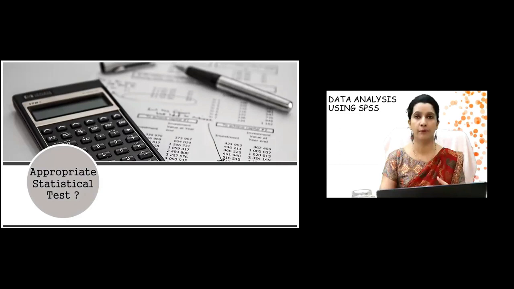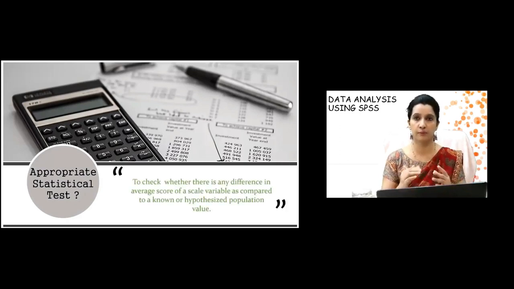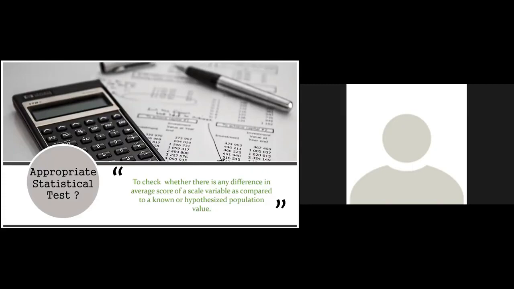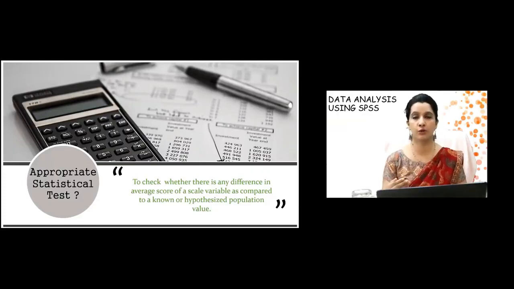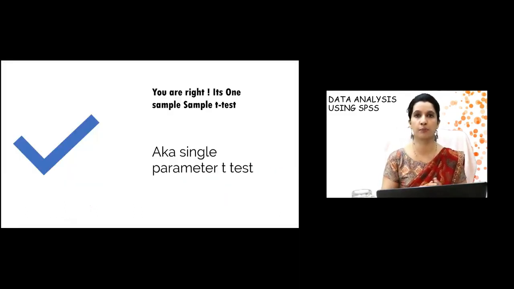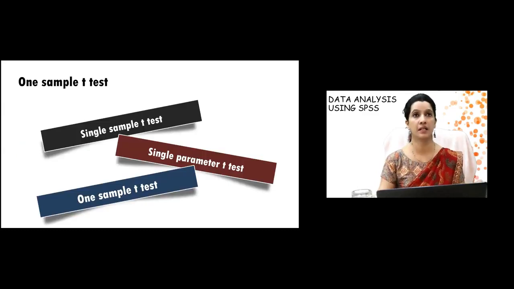So what is the appropriate test for this? The appropriate statistical test would be whether there is any difference in the average score of the scale variable as compared to a known or hypothesized population value. So the appropriate test here is the one sample t-test, also known as the single sample t-test or single parameter t-test.